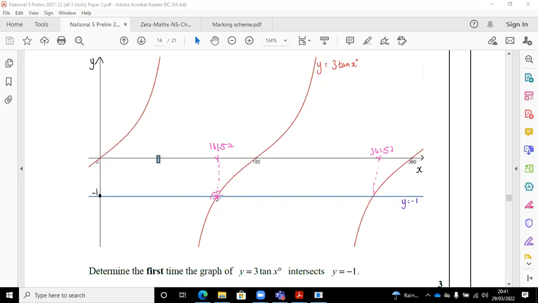So that line, that intersection point, happens at 161.57 when y is equal to -1. Determine the first time, so we're only looking for that answer. Just follow the process, work out the second one as well. Only looking for that answer.